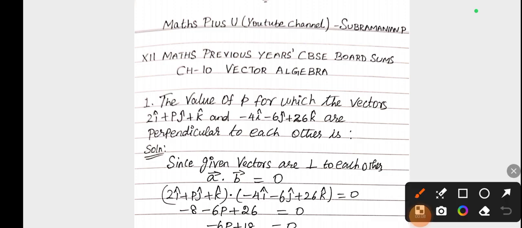Class 12 Maths previous year board sums we are going to see, children. First we are going to talk about chapter 10, vector algebra. In that, first question number 1: the value of p for which the vectors are perpendicular to each other.